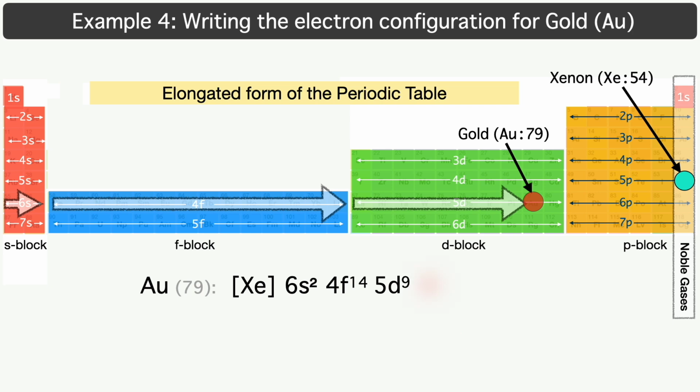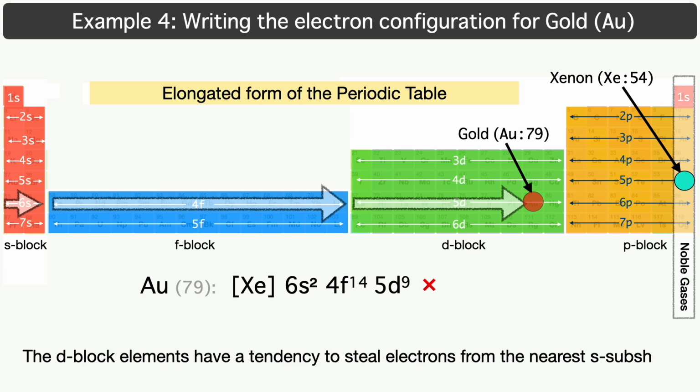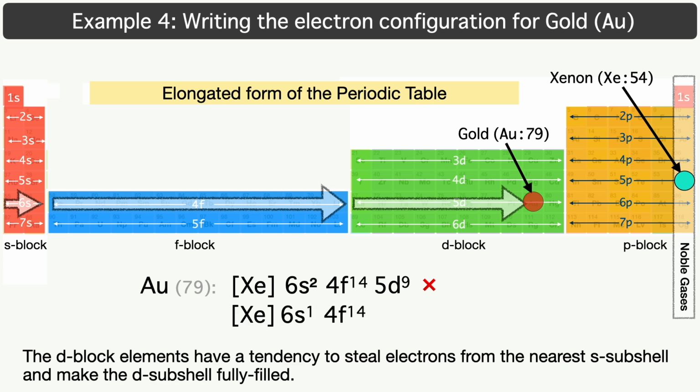But there is a catch here. The d block elements have a tendency to steal electrons from the nearest s subshell and make the d subshell fully filled. They become more stable by doing this. Considering this behavior of the d subshell, the correct configuration for gold will be xenon 6s1 4f14 5d10.